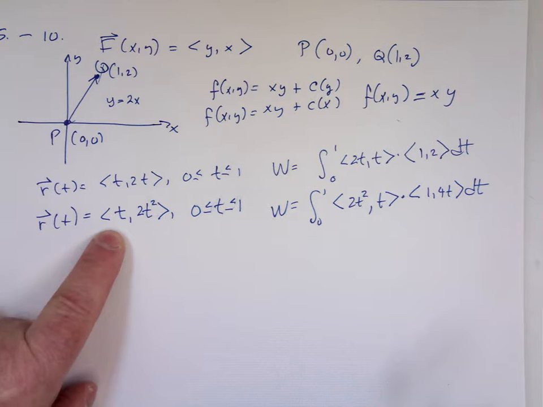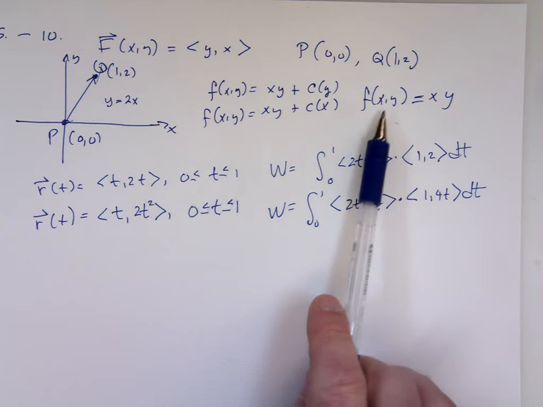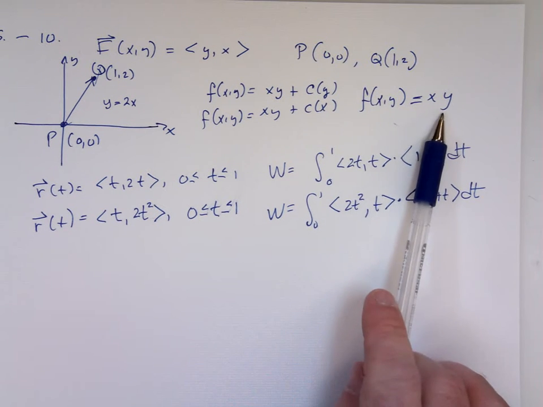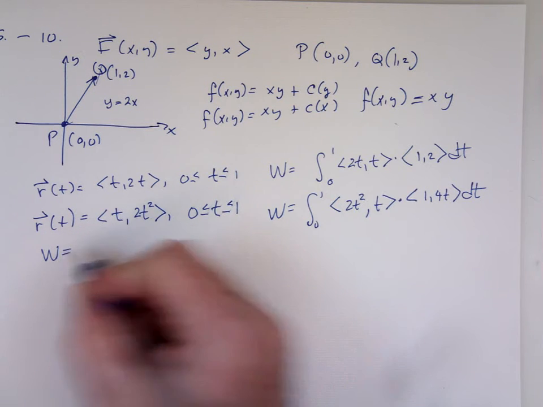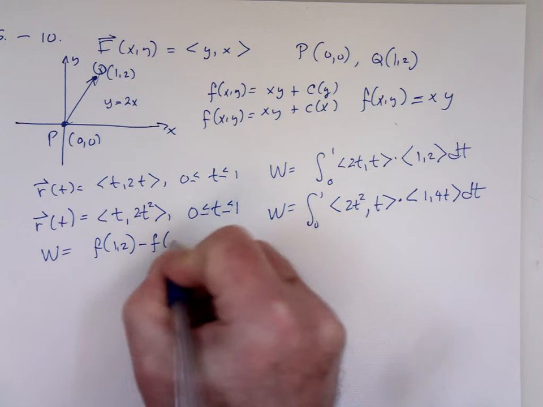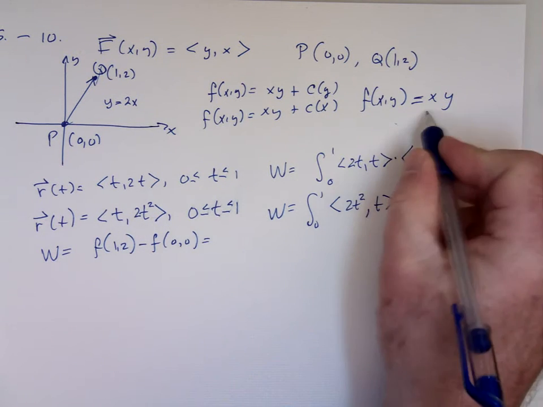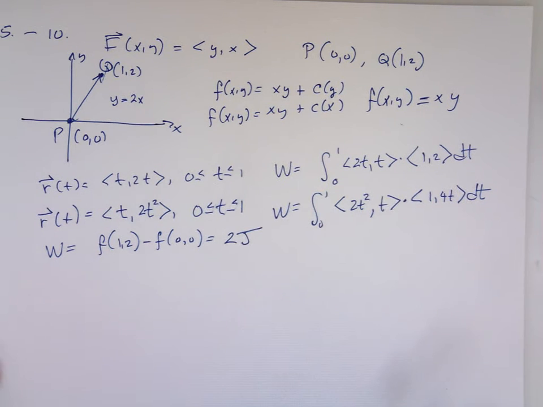Find the work done. Well, you've got all kinds of options here. You could evaluate any one of these two integrals to do it, but the easiest way is, since we have a potential function, find the difference in potential to find work. The work is equal to the potential function at the end minus the potential at the beginning. 1, 2 is 2, 0, 0 is 0, 2 joules of work. Okay?